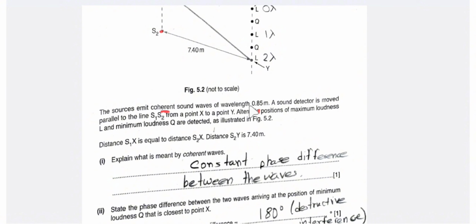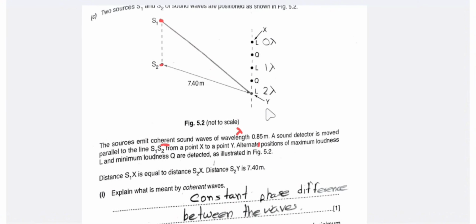So coherent sound waves of wavelength lambda. So we get the value of lambda. A sound detector is moved parallel to the line S1 S2 from position X to position Y, so a sound detector that can detect the sound is moved from position X to position Y.